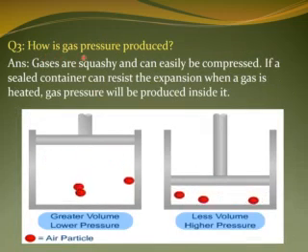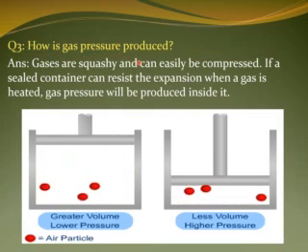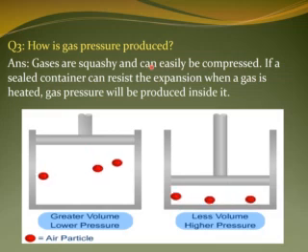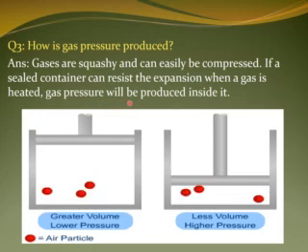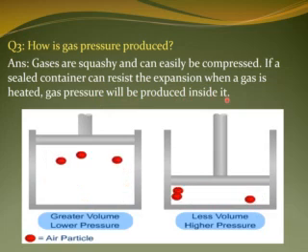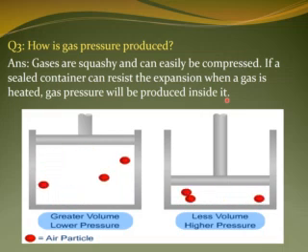The next question is: how is gas pressure produced? Gases are squashy and can easily be compressed. If a sealed container resists the expansion when a gas is heated, gas pressure will be produced inside it. So you can see two pistons, one with the greater volume and one with the lesser volume.